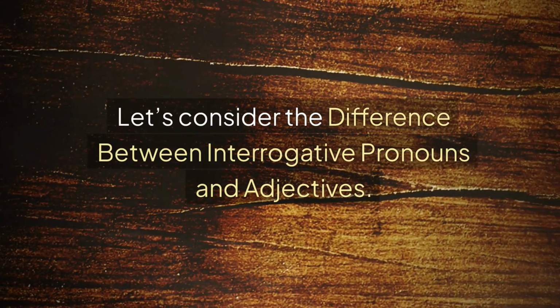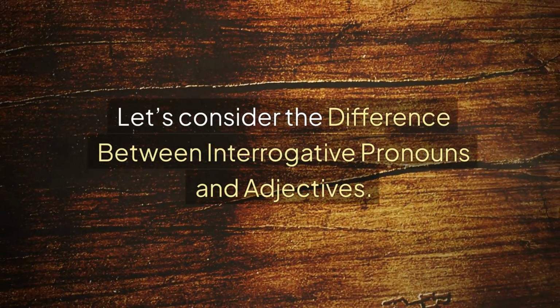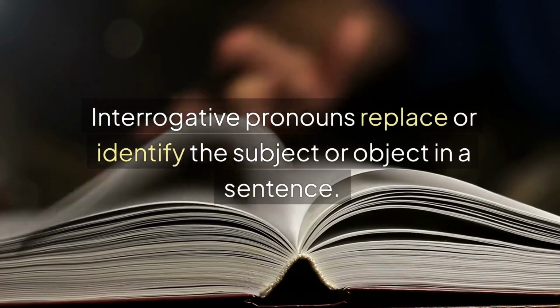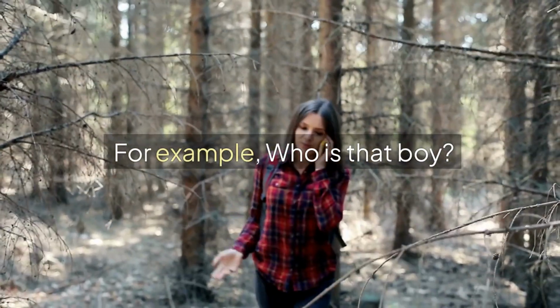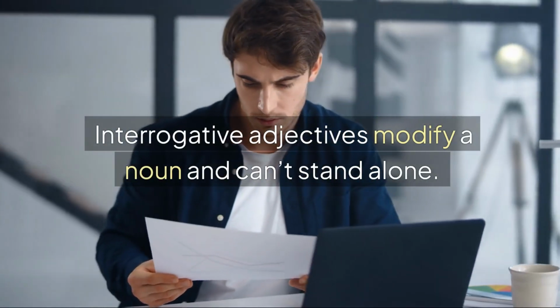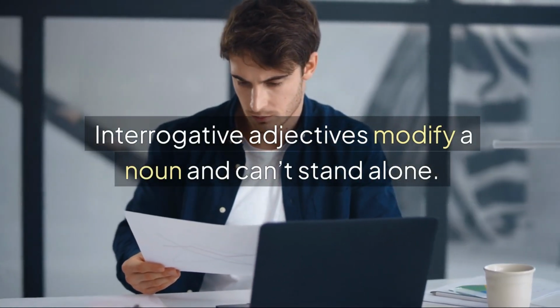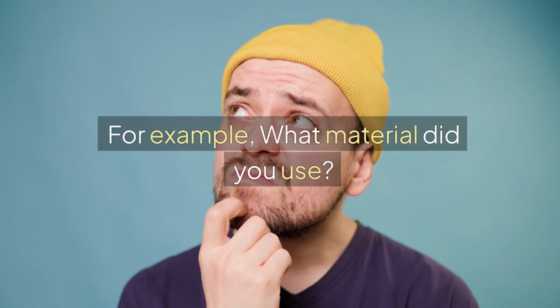Let's consider the difference between interrogative pronouns and adjectives. Interrogative pronouns replace or identify the subject or object in a sentence. For example, who is that boy? Interrogative adjectives modify a noun and can't stand alone. For example, what material did you use?